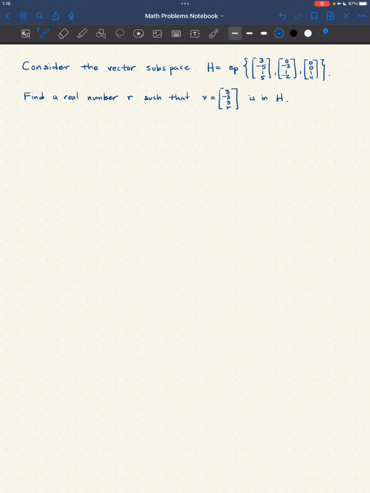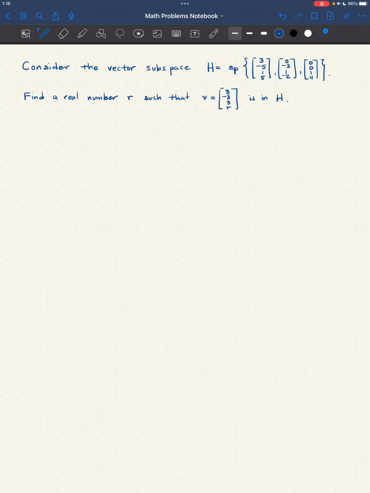Hello, this time we consider a vector subspace generated by three vectors in R4, and we want to determine a number r in a parameterized vector v such that it turns out that the vector is in the given subspace. So what we're going to do here is perform a series of reductions, as in the usual sense, to equations and then systems of equations.